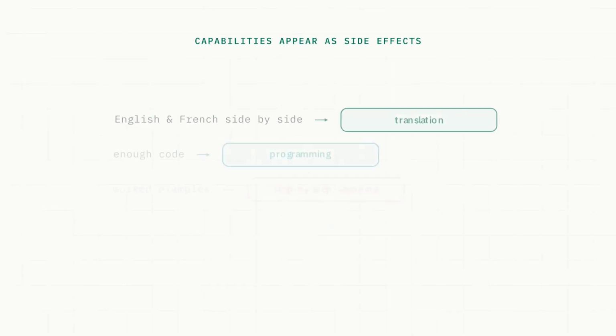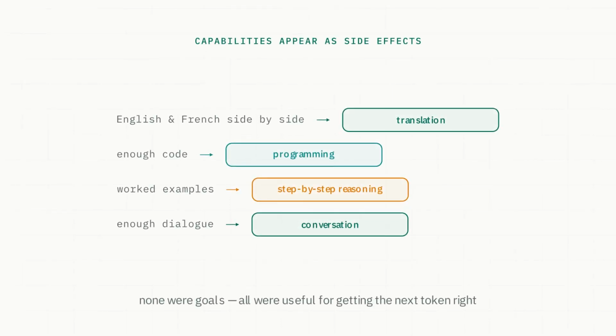So capabilities appear as side effects. Feed it enough English and French sitting side by side, and the ability to translate falls out because translation helps it predict. Feed it enough code and it learns to program. Feed it enough worked examples and a capacity for step-by-step reasoning appears. Feed it enough dialogue and it can hold a conversation. None of these were goals. All of them were simply useful for the one goal it did have: getting the next token right.